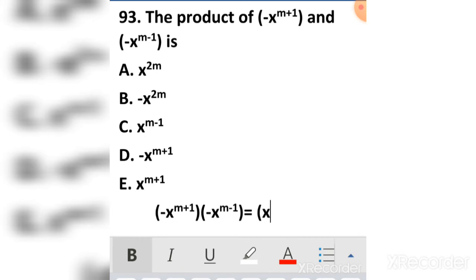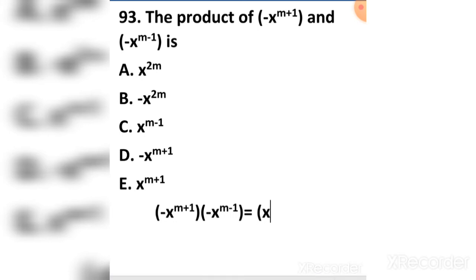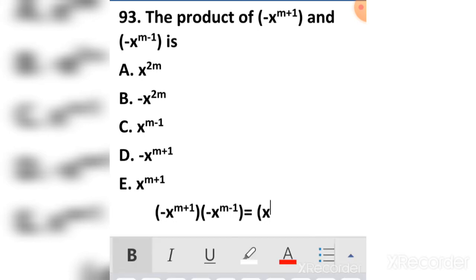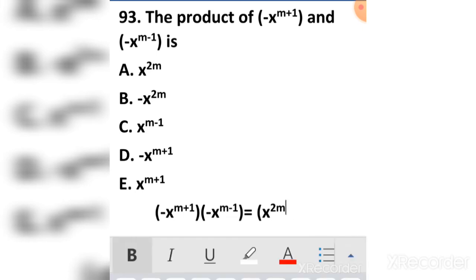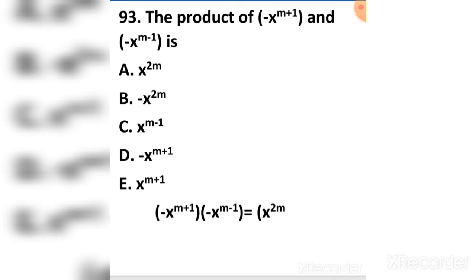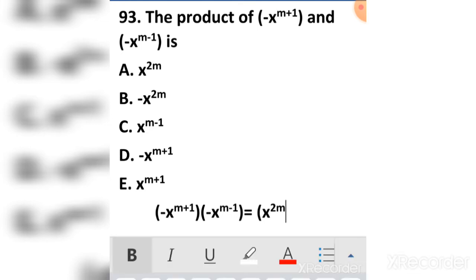m plus m equals 2m, and then plus 1 minus 1 equals 0. So the answer is just x to the power of 2m, and that is letter A.